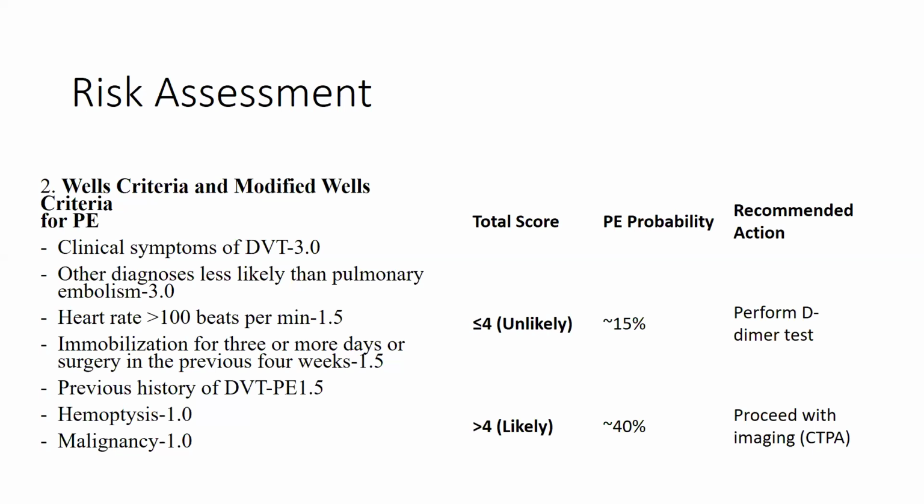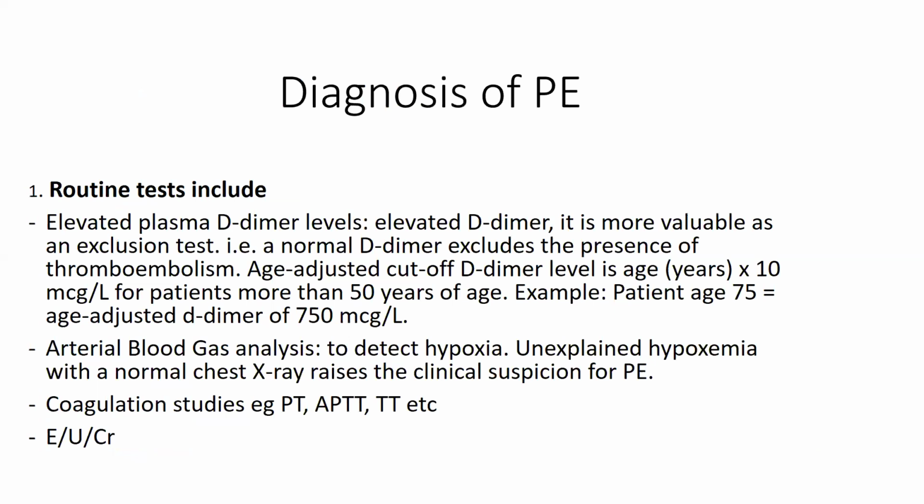How do you interpret that? The revised or modified Wells score makes it easier. If the total score is less than or equal to 4, the probability is about 15%, so you want to do the D-dimer test. If it's normal, you rule out PE. But if the modified Wells score is more than 4, PE is likely, with a probability of about 40%. You want to proceed with your CTPA to confirm your diagnosis.